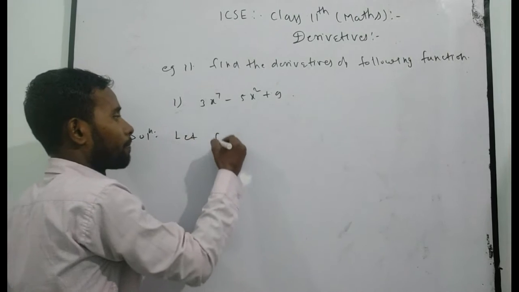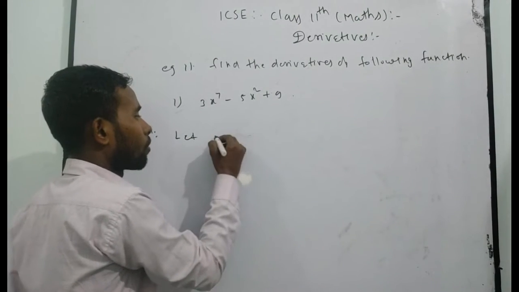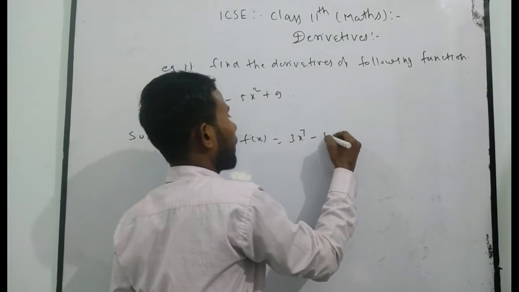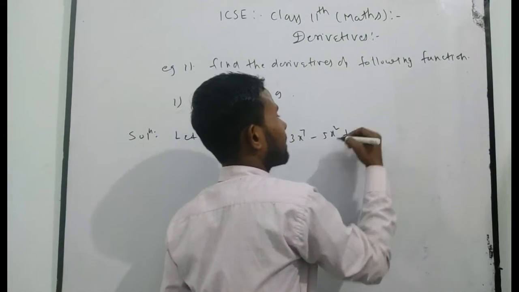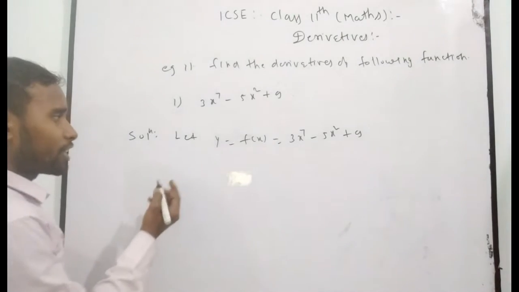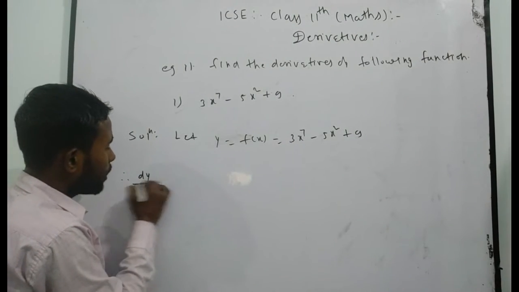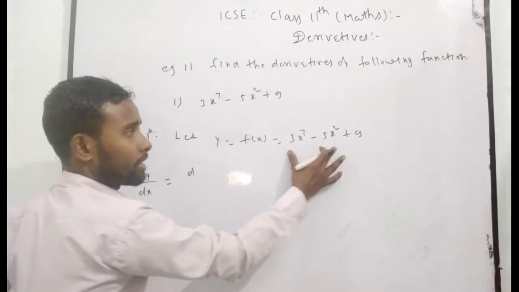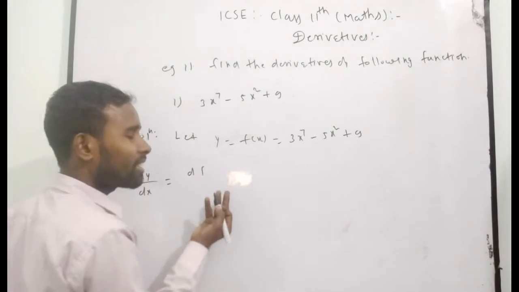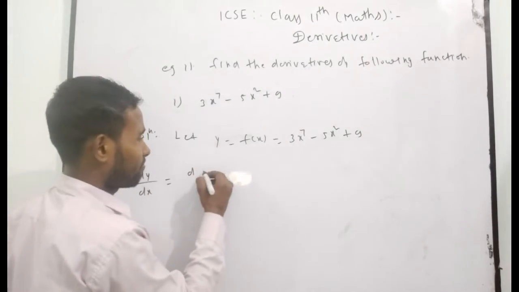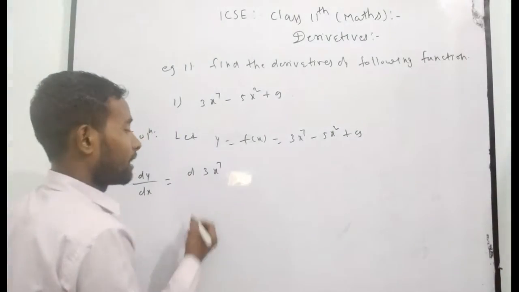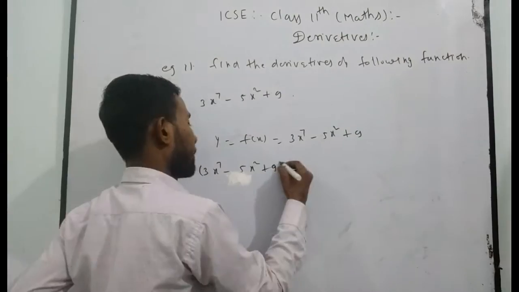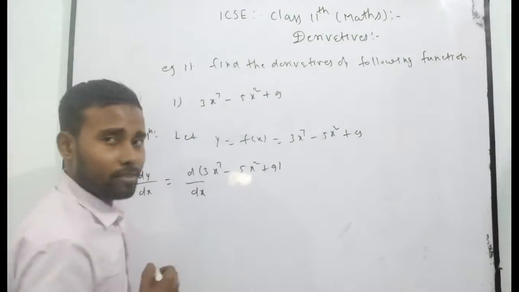Let y is equal to f(x) is equal to 3 into x to the power 7 minus 5x square plus 9. You have to find dy by dx. So dy by dx means the derivative of this function. That means you can write df by dx: the derivative of 3 into x to the power 7 minus 5x square plus 9 with respect to x.